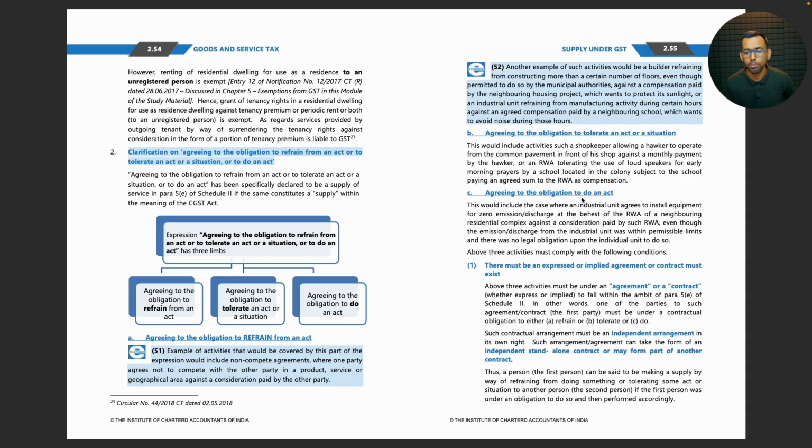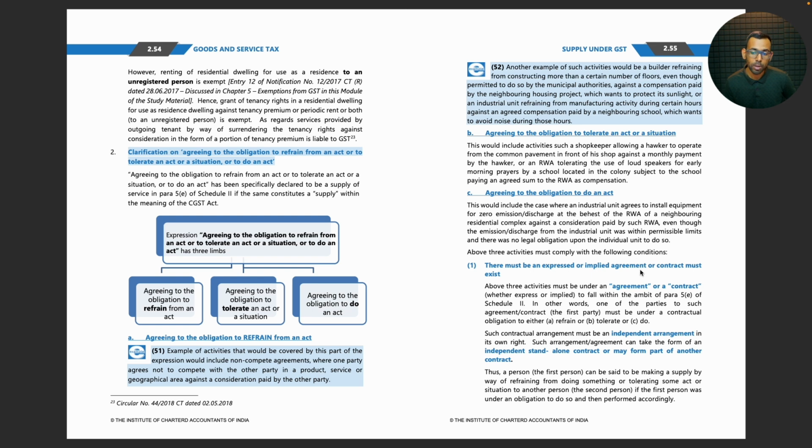Agreeing to the obligation to do an act. This would include the case where an industrial unit agrees to install equipment for zero emission at the behest of the RWA of a neighboring residential complex against a consideration paid by such RWA, even though the emission from the industrial unit was within permissible limits and there was no legal obligation upon the industrial unit to do so. The above three activities must comply with the following conditions.